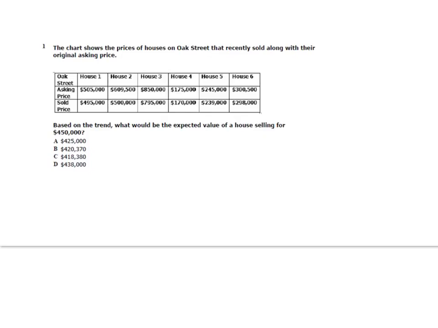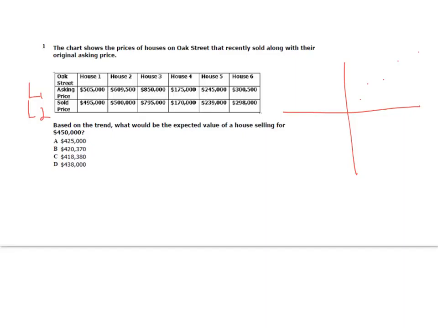with their original asking price. So what we want to do is we want to go ahead and put the asking price in L1, and we're going to put the sold price in L2. Once you do that, go ahead and go to second y equals and take a look at your scatter plot. You'll notice that your scatter plot looks like a line, a linear regression.